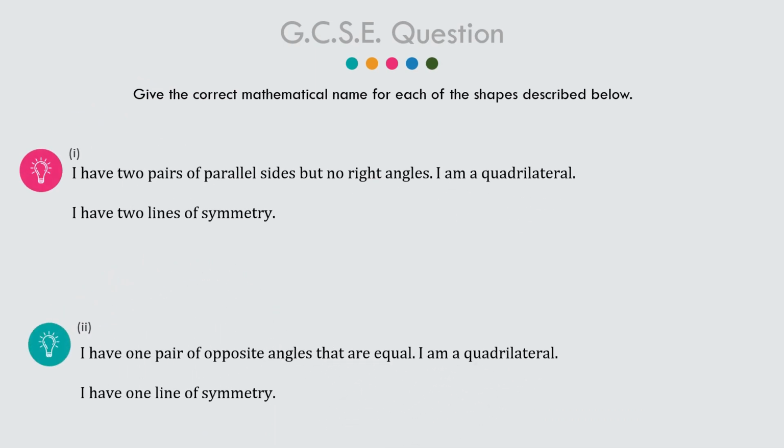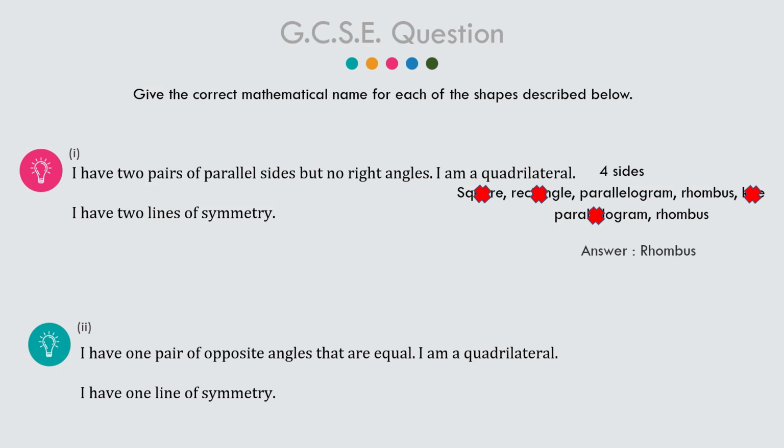Give the correct mathematical name for each of the shapes that are described below. Part 1. I have 2 pairs of parallel sides but no right angles. I am a quadrilateral. Well, that means it must have 4 sides. So it's probably a square, a rectangle, a parallelogram, a rhombus, or a kite. However, it does say it has 2 pairs of parallel sides but no right angles. So it cannot be the square, it cannot be the rectangle, and it cannot be the kite. The second piece of information says I have 2 lines of symmetry. So it can only be the parallelogram or the rhombus. But remember, a parallelogram does not have 2 lines of symmetry. So the answer must be rhombus.